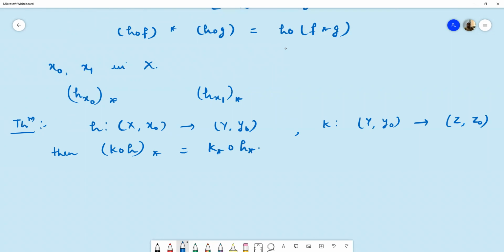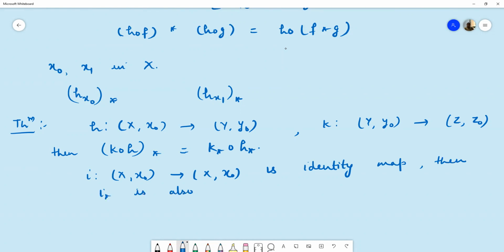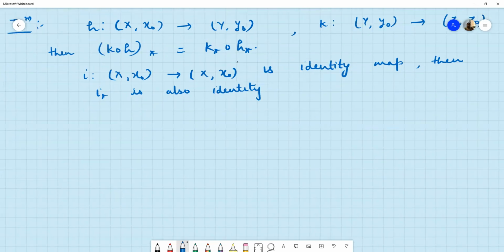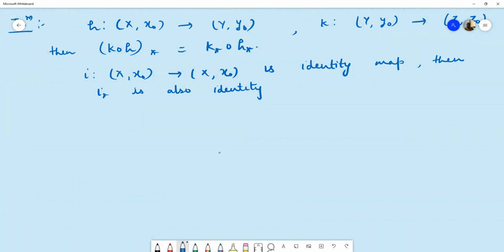And the second thing we want to prove in this theorem is that if I is the identity map from (X, x₀) to (X, x₀) itself, then the homomorphism induced by I is also the identity, which means I* is also the identity map, the identity of fundamental groups. So let us prove this, and the proof is very trivial.